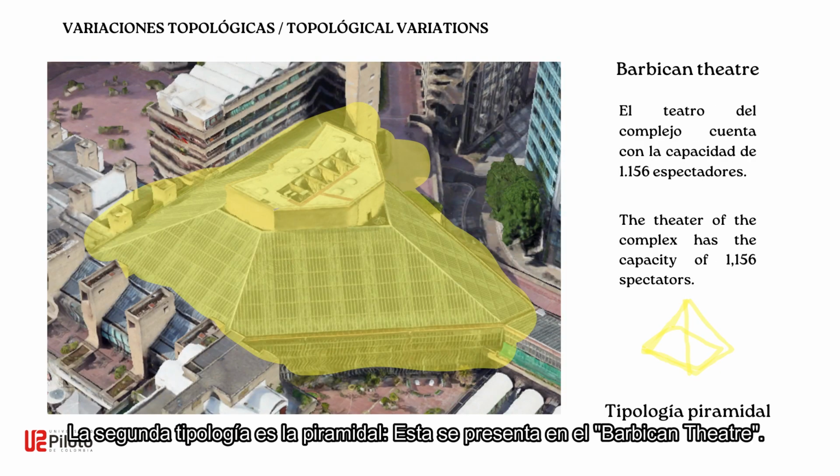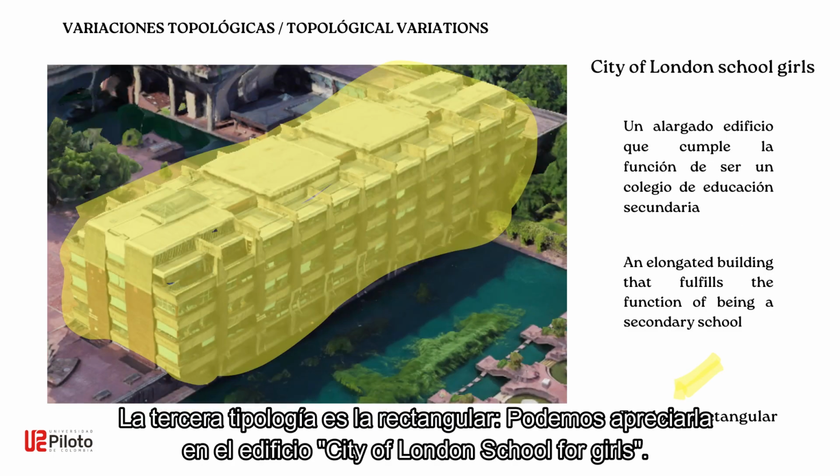The second typology is pyramidal typology. It is represented and used in the Barbican theater. The third typology is rectangular typology. We can find it in the main building of the City of London School for Girls.